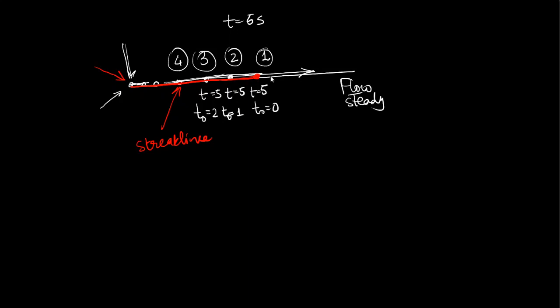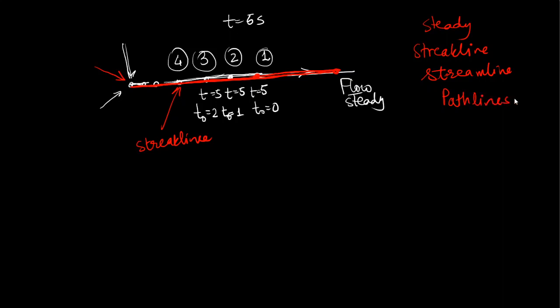As time advances, the streak line will become larger, but it will still coincide with the streamline and all the path lines. So for a steady flow, the streak line lies on the streamline, and the path lines also lie on the streamline. So for a steady flow only, streamline, streak line and path line are all identical.